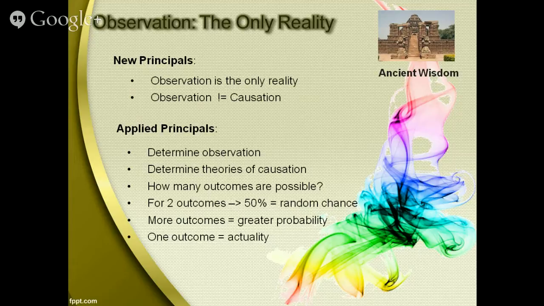If there are more outcomes than that, then it can have a lower probability and still have some significance. The more outcomes that are possible, the more sensitive the percentage becomes. So 50% with 10 possible outcomes is very significant. If there's only one outcome, if every time you do a trigger you only have the one outcome, then you know that is an actuality. This actually causes that.